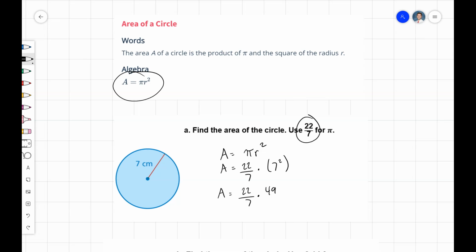And then we could simplify here before we multiply. 49 and 7 have a common factor of 7. So that leaves us with our area is equal to 22 times 7. And we get 154. And remember, this is area now, so we're measuring in square centimeters.